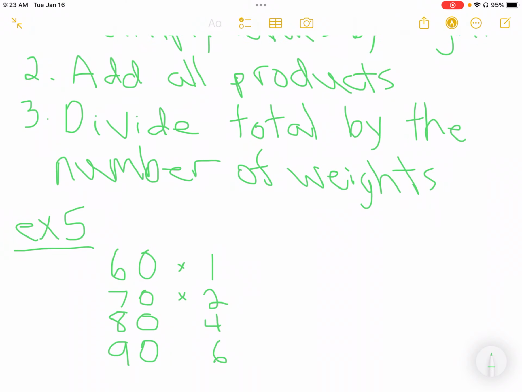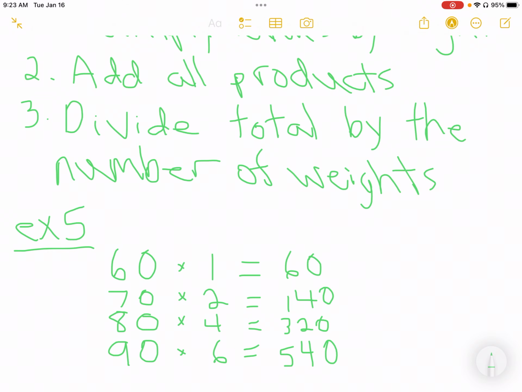That means I'll have 60 for this top number, right? I'll have 140 for this second number. For this third number, 80 times 4 means I'll have 320. And for this bottom one, I have 90 times 6, so I have 540.